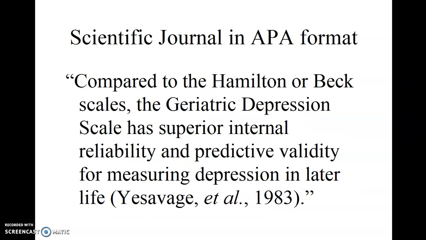Here's how that reference would appear in a scientific journal in APA format. Notice the difference in tone as well as the difference in format. Compared to the Hamilton or Beck depression scales, the geriatric depression scale has superior internal reliability and predictive validity for measuring depression in later life. Savage et al., 1983.